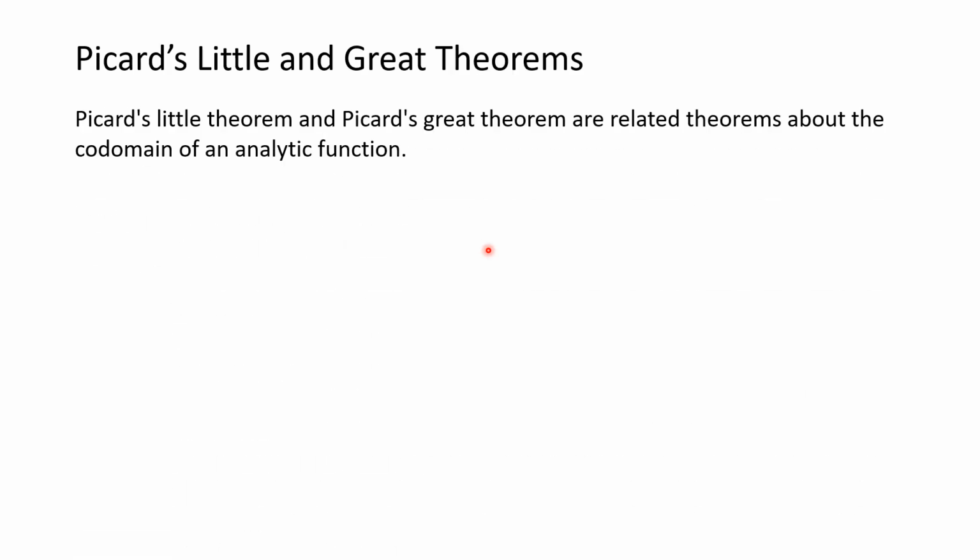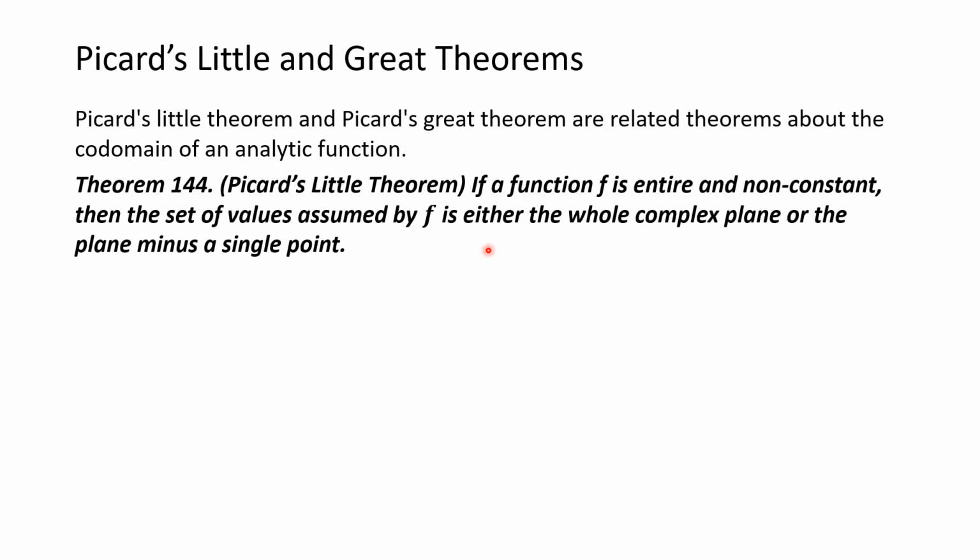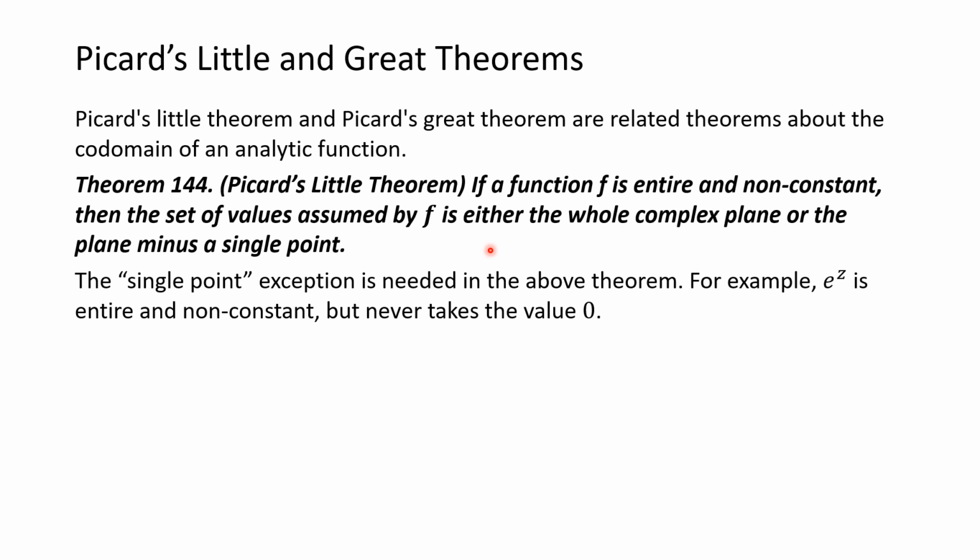Okay, we have two theorems here, both named after Picard, and one is called Picard's little theorem. It says if a function f is entire, remember that means analytic over the entire complex plane, and non-constant, then the set of values assumed by f is either the whole complex plane or the plane minus a single point. That's rather surprising. You might not expect it.